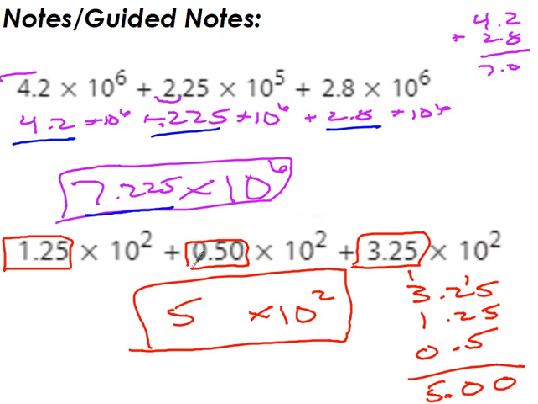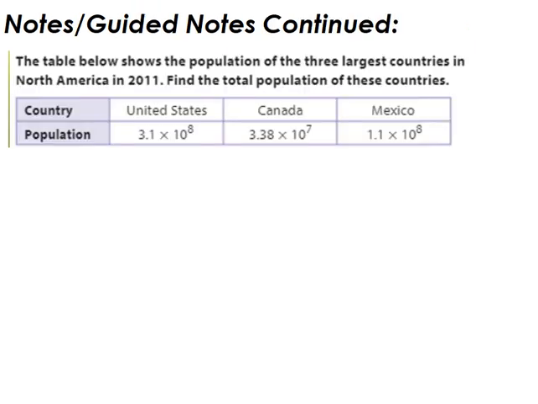One thing we always want to make sure of, once we add or subtract numbers in scientific notation, is that our answer is finally in scientific notation. If it's not, that's when we're going to have to change it back to scientific notation, and I'm sure I'll show you an example of that here in just a little bit.